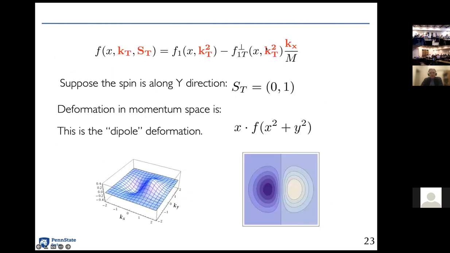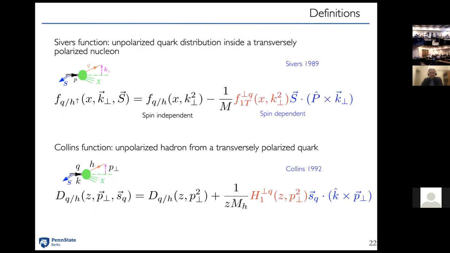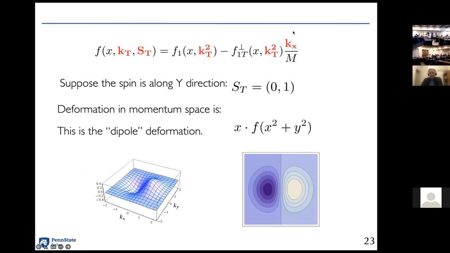So now here's the answer to the question that I received at the end of the first lecture. Let's look at this structure, Fx, Kt, and St, and let's assume that the polarization of the nucleon is along the y direction. So St is (0, 1). Now this combination here will be very simply just Kx. So now in the momentum space, the deformation is just x times a function of x squared plus y squared, where x and y are just kt x and kt y. And that is very simply a dipole deformation.